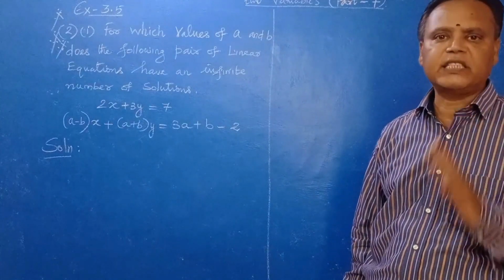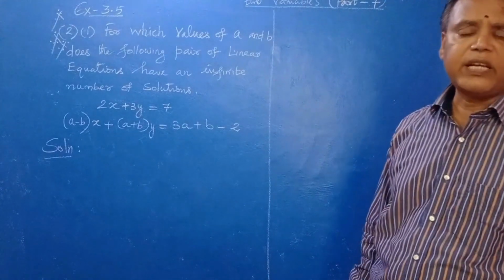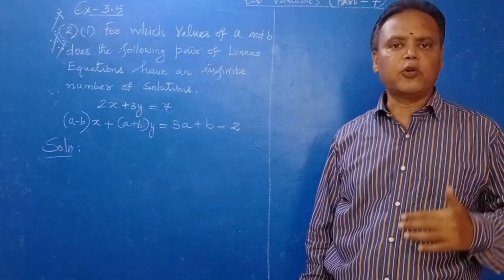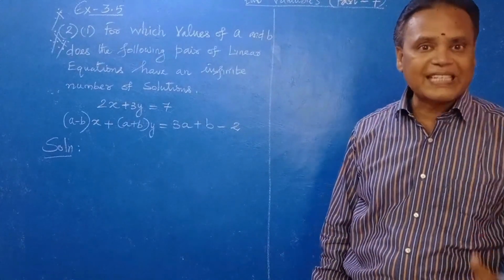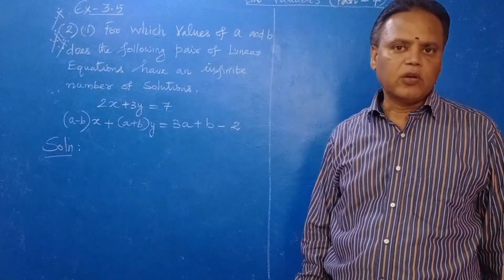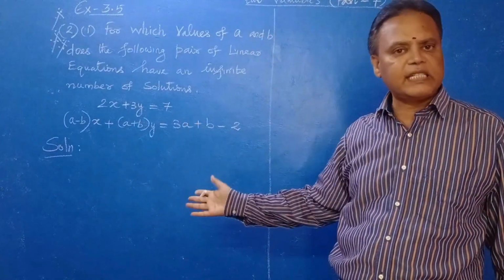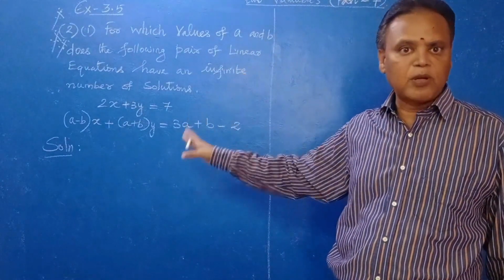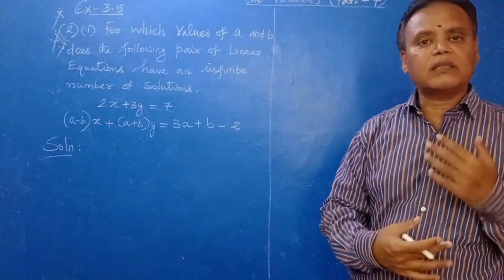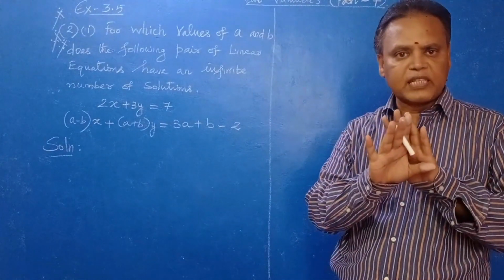Here you have to use the condition of infinitely many solutions. What is the infinitely many solutions condition? A1 by A2 equal to B1 by B2 equal to C1 by C2. Using this condition, you have to find the a and b values. Here you need not apply the cross multiplication method. Of course, this problem is in the cross multiplication exercise, but you use only the condition. That is enough.